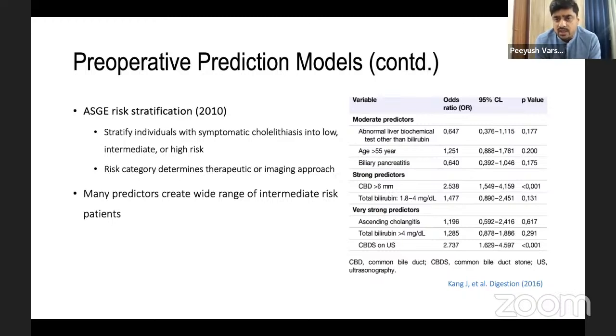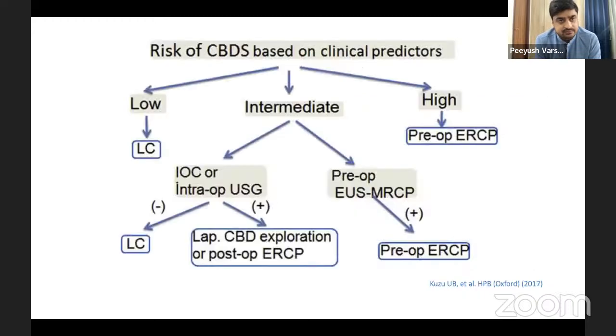So the model includes abnormal LFT, age, presentation with pancreatitis, CBD diameter, level of bilirubin, ascending cholangitis, and if there are CBD stones on ultrasound or any previous imaging. So this is a roadmap based on the suspicion of CBD stones, based on this risk prediction model given by the American Society of Gastroenterologists. On the basis of this, if the patient falls into the category of a low risk, a laparoscopic cholecystectomy is recommended straightforward.